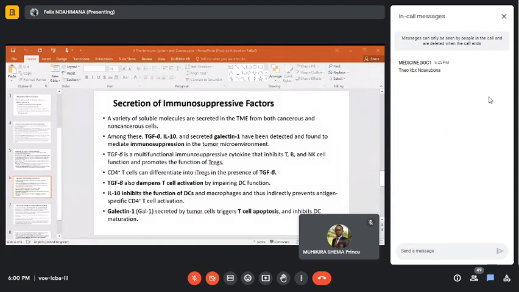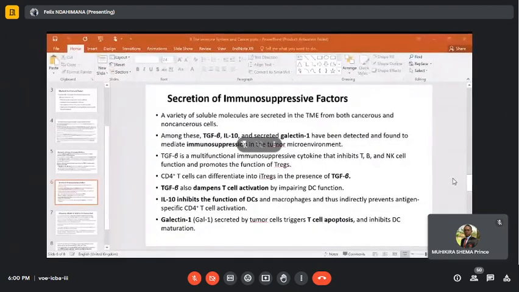We have this: CD4 T cells can differentiate into T regulatory cells in the presence of TGF beta. These are the genes. If these substances are there, there are chances that even CD4 T cells that are there are going mostly to be differentiated into the subset of T regulatory cells, which are also immunosuppressive.